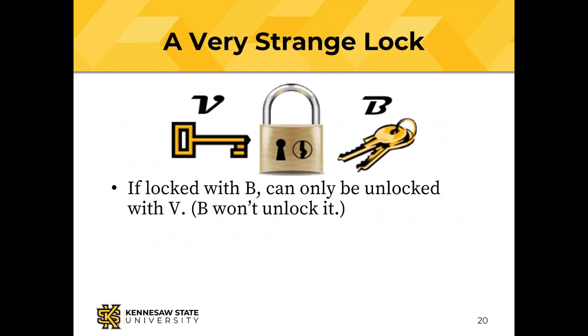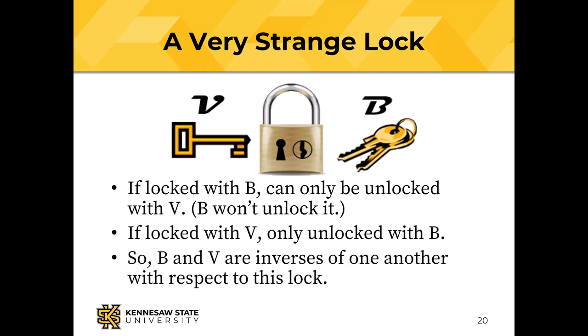So, if we had a lock and two keys, I have a V-like Victor key and a B-like Baker key, and this lock, there's a padlock picture on the slide, but you can't just snap it closed like a regular padlock. You can lock it with one key and only unlock it with the other one. So if I locked it with the Baker key, it can only be unlocked with the Victor key. Baker, if it locked it, will not unlock it. And the reverse is true, too. If I locked it with the V Victor key, I cannot unlock it with the V Victor key. I have to use the B Baker key. That is essentially the way public key encryption works. Baker and Victor are inverses of one another with respect to that very strange lock. Each of them will undo what the other one has done.